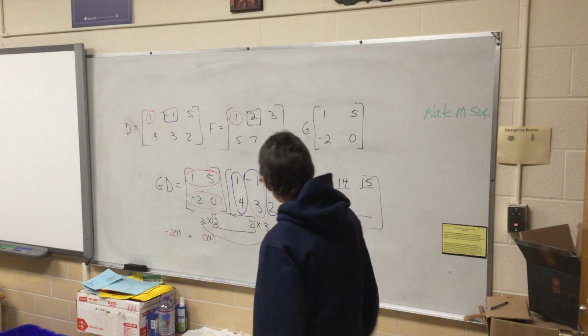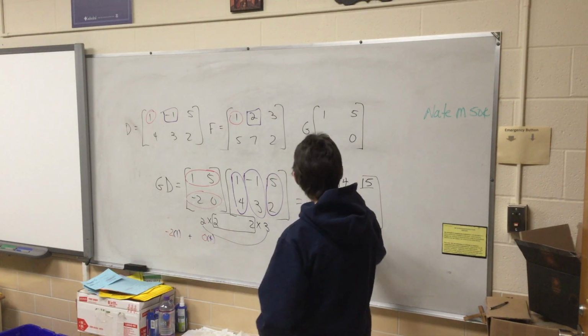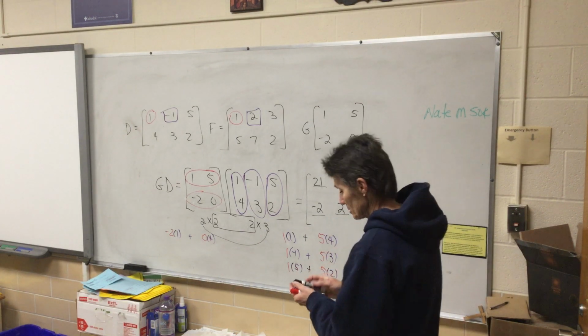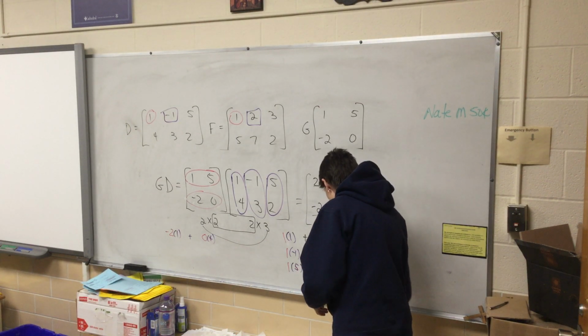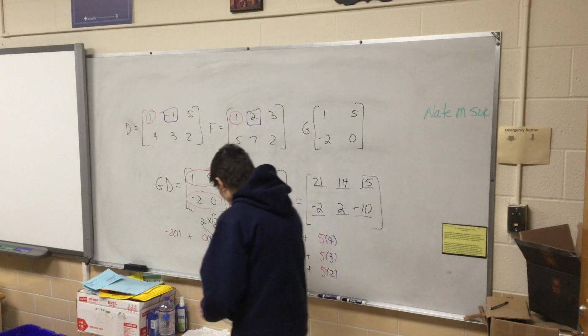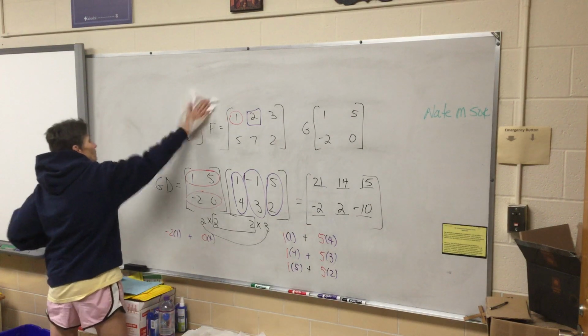Were the last two 2 and -10? The last two are 2 and -10. Yep, that's exactly right. Good job. So you got that figured out now? Yeah. That's matrix multiplication. Okay, good. All right, we got time for one more problem. Let's try this.